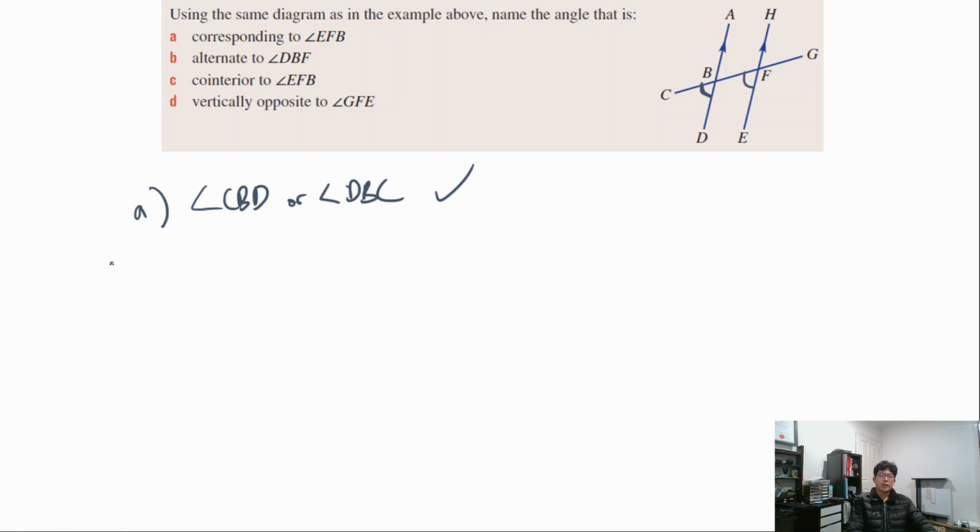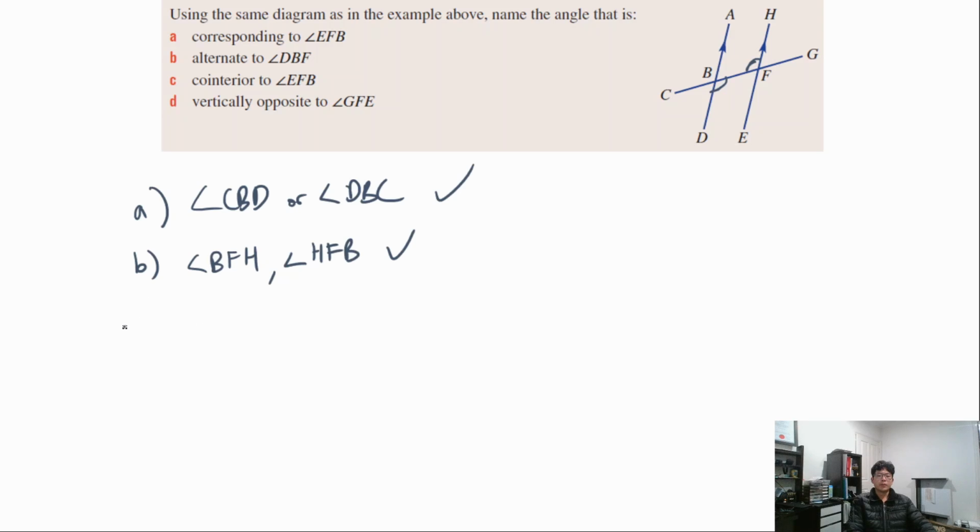Alright, the next question asks us to find the angle that is alternate to angle DBF. Now we need to find what angle DBF is. That will be right there, angle DBF. And we need to find the angle that is alternate to it. So that's on the other side of the transversal, but inside the two lines. So that will be right there. So that's called angle BFH or angle HFB. Give yourself a tick if you got that one correct as well.